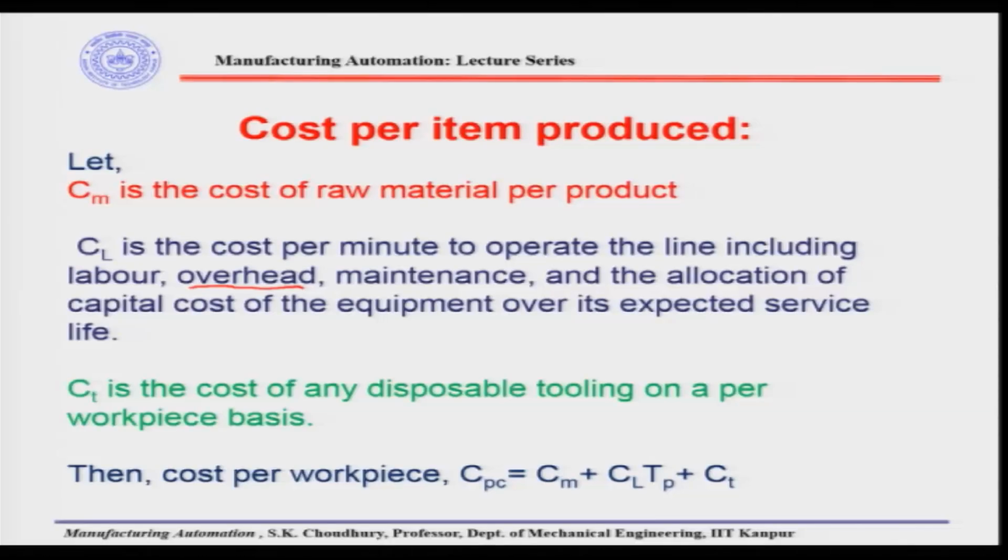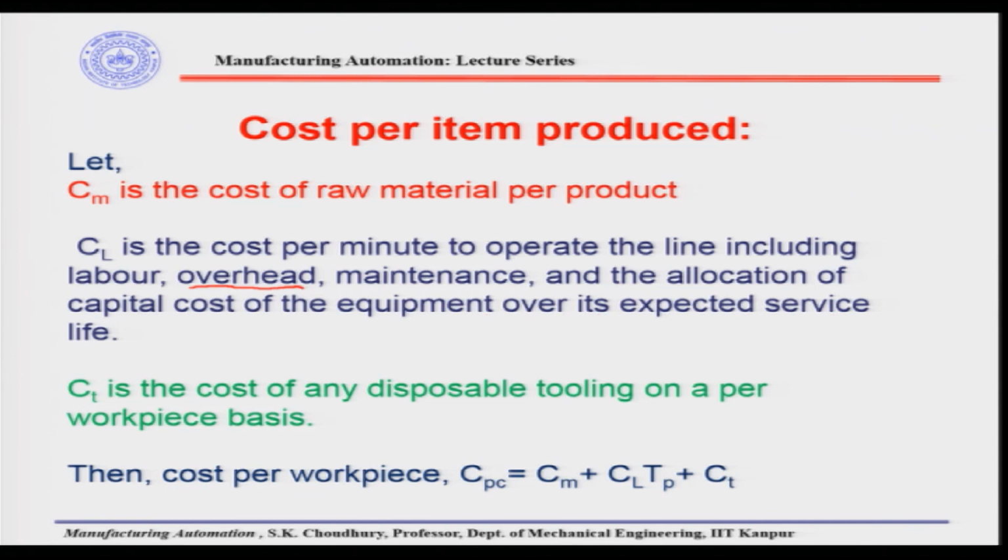So, everything included in that overhead. Maintenance: if anything happens in the line, it has to be repaired and rerun. So, that maintenance charge has to be included here, and the allocation of capital cost of the equipment over its expected service life. Okay.